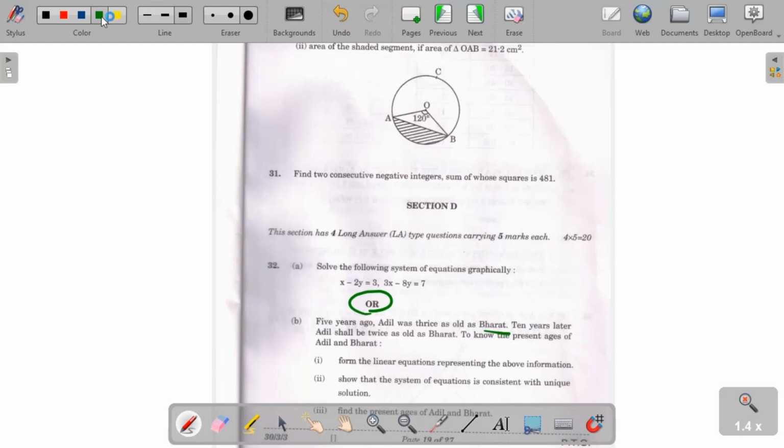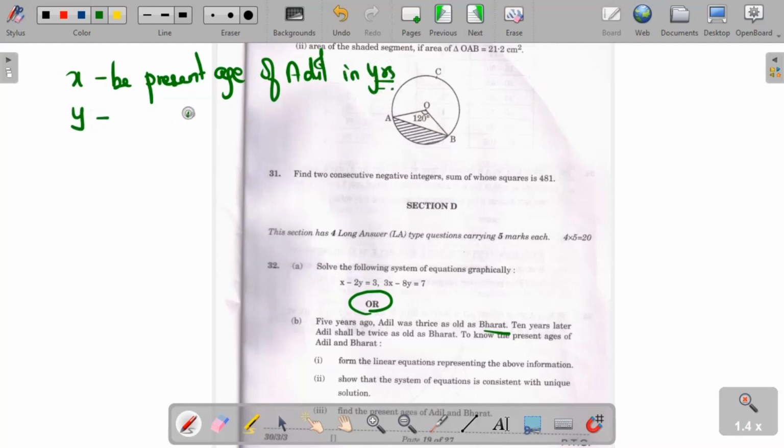Find the present ages. So first let's declare the variable x to be the present age of Adil in years. I'm going to use the variable y for the present age of Bharat in years. So this is a declarative statement. Now let's move on to the first subdivision. Form a linear equation representing the above information.